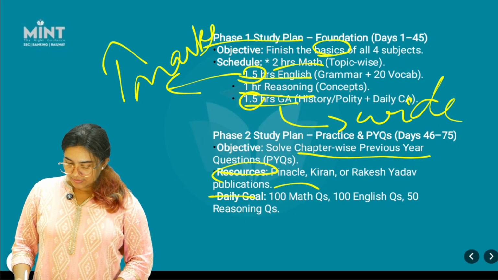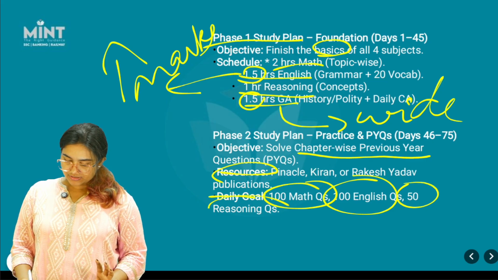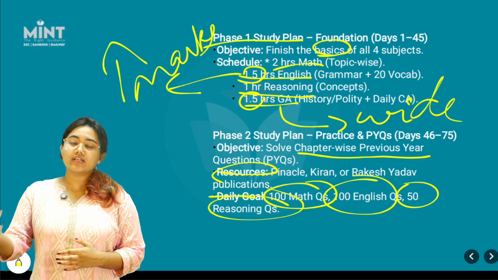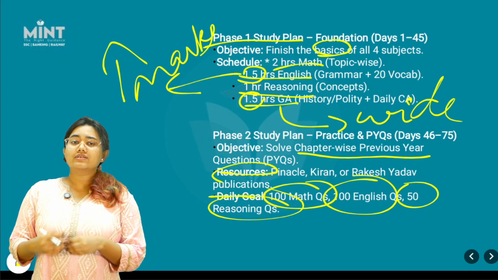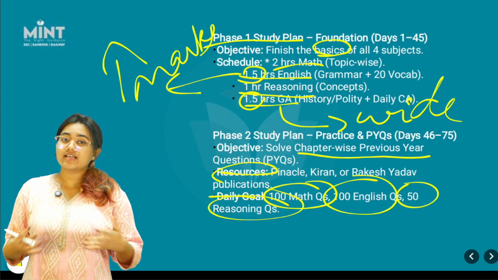Daily goal is to attempt at least 100 math questions, again 100 English questions, about 50 reasoning questions, about 250 questions, easy, very easy, fast. You need to create speed, so you need to approach the exam in a very structured way as much as possible. So you need to practice as many questions as possible.